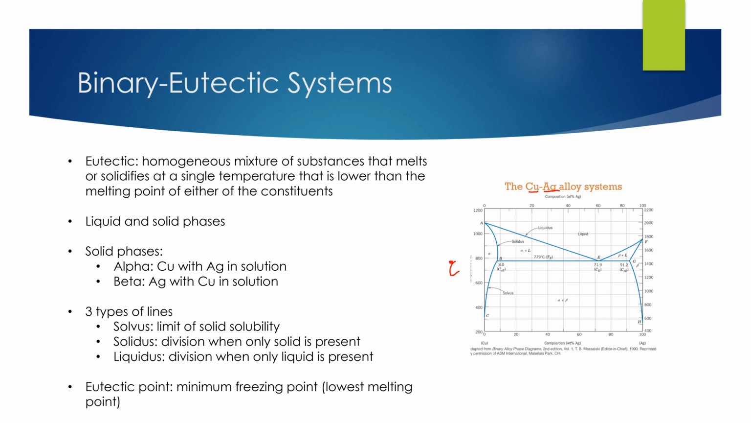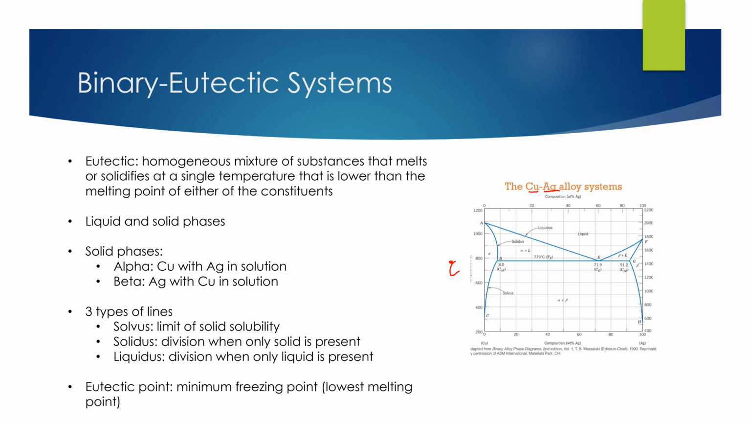Now, how do we read binary-eutectic phase diagrams, and how are they different than simple phase diagrams? Well, before we answer that question, we need to understand what eutectic means. A eutectic system is a homogeneous mixture of substances that melts or solidifies at a single temperature that is lower than the melting point of either of the constituents.